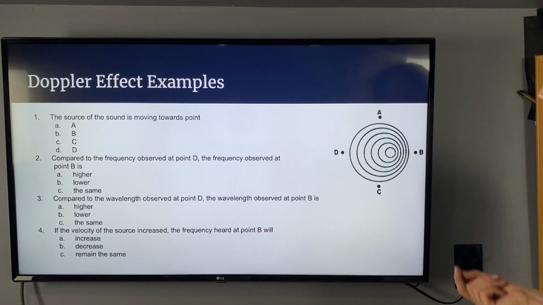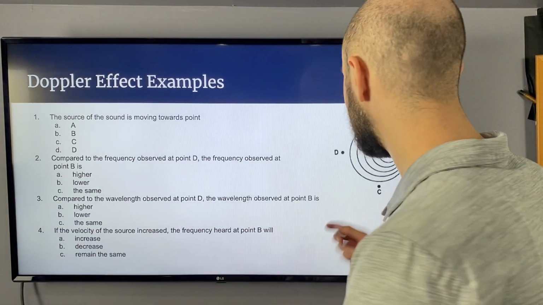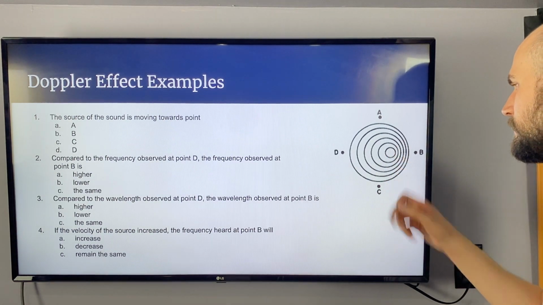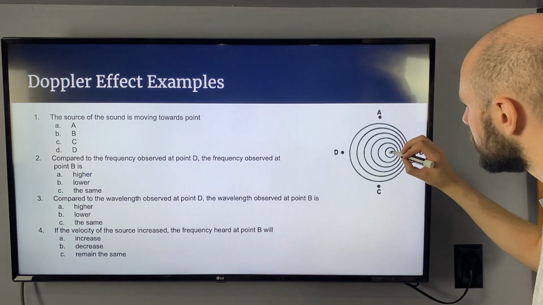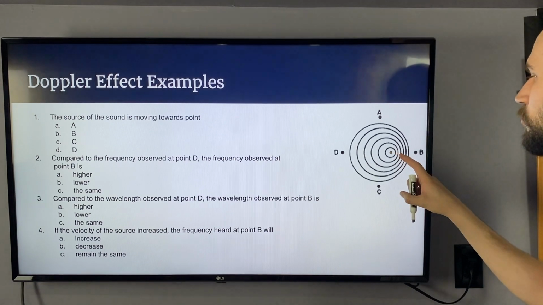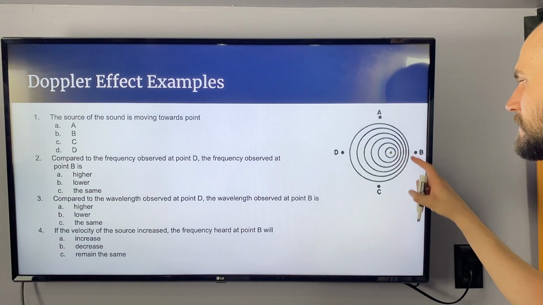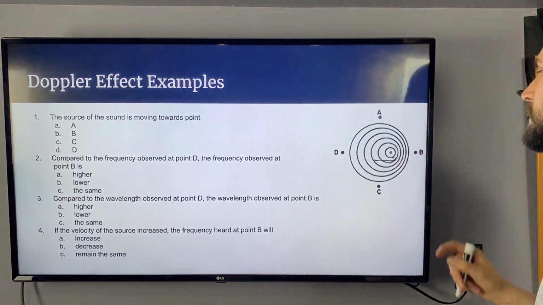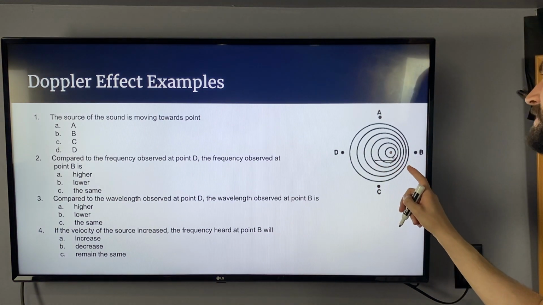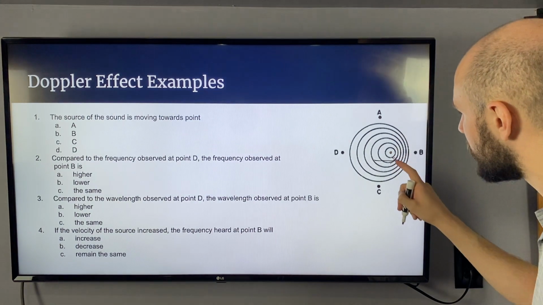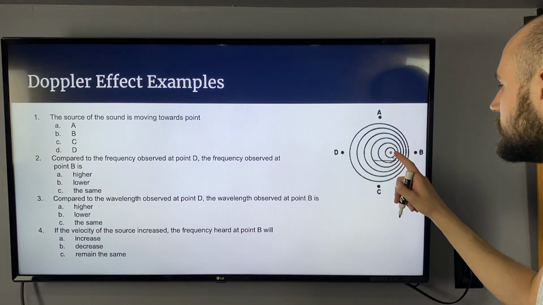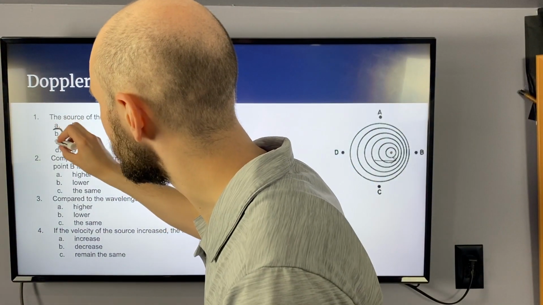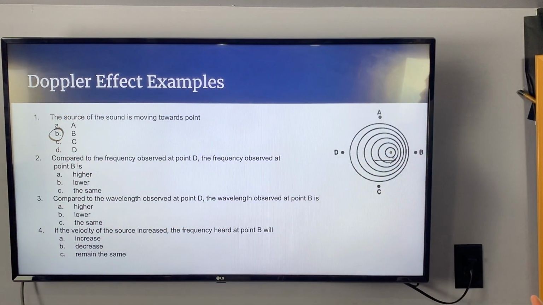Okay. Well, based on all the animations and the diagrams that we saw, the source of the wave should be coming from here. And notice that the waves are crowded on this side of the diagram, right? And if that's the case, the source of the wave has to be moving in this direction because we have a higher apparent frequency over here. Because the waves are crowded, we have to be moving towards point B. B is the correct answer there.